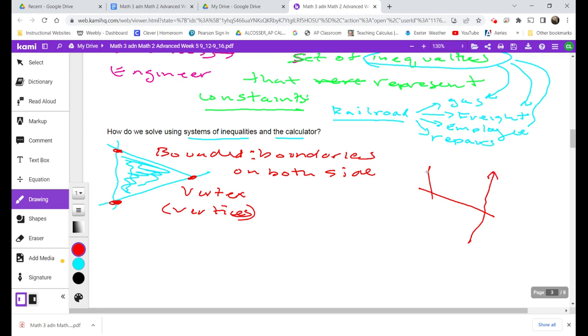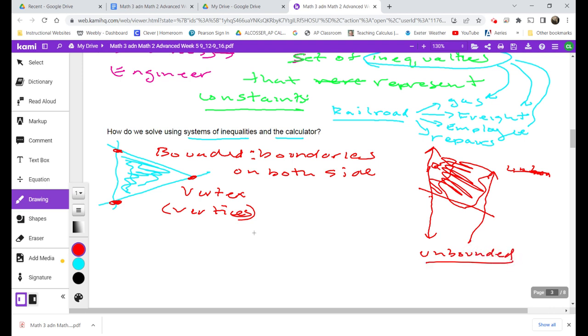Let's say we had 3 lines like this, right? And the shaded region was this one. This one's unbounded because there's nothing stopping it here. So this one would be unbounded. Let me write that over here. This one's unbounded.